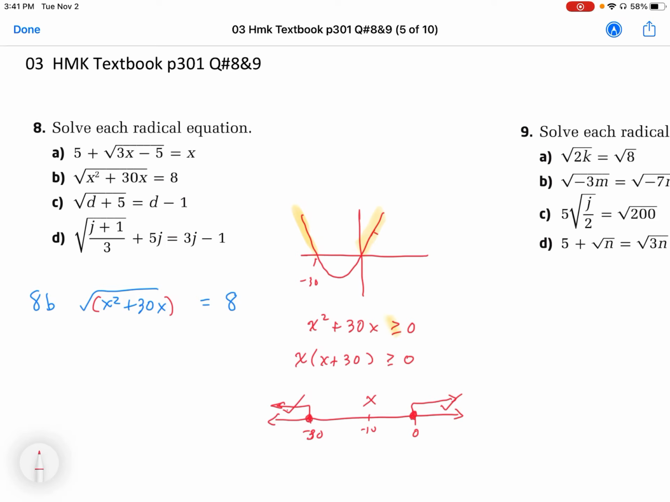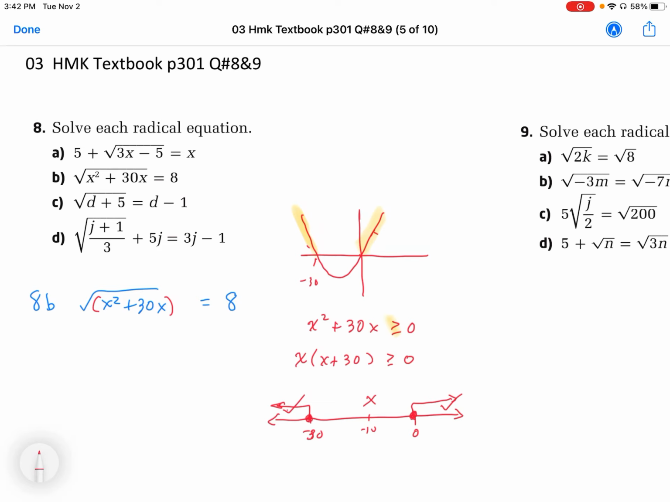The easier way would be to just visualize a parabola based on the zeros and figure out if it's facing up, it's going to be above on the outsides, and it's going to be below in between the zeros, and if it's upside down, it'd be the other way around. So there are different ways we can establish the restriction.